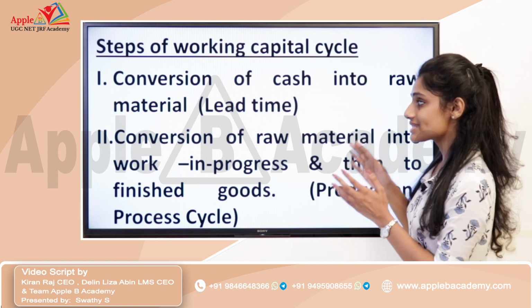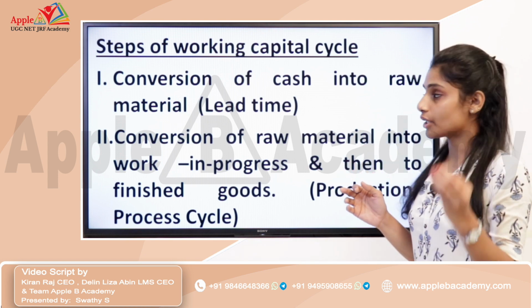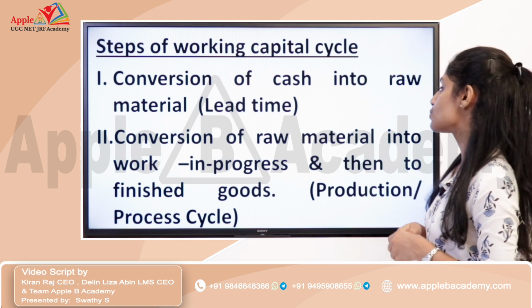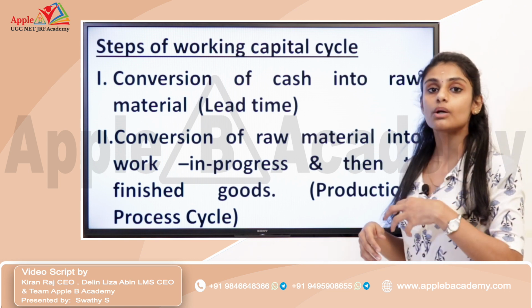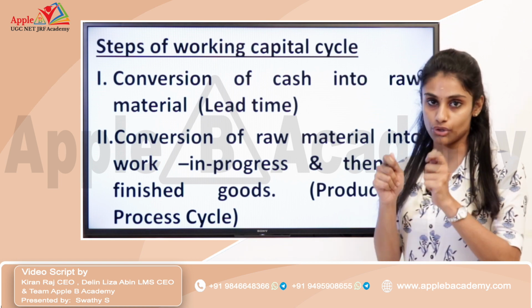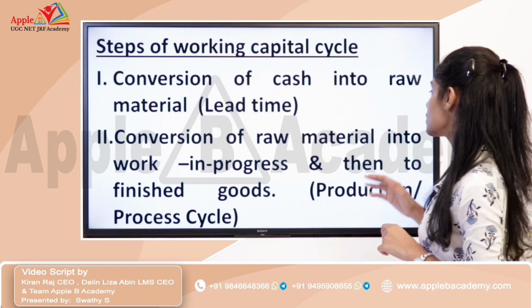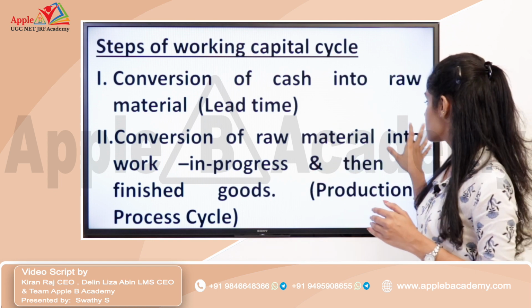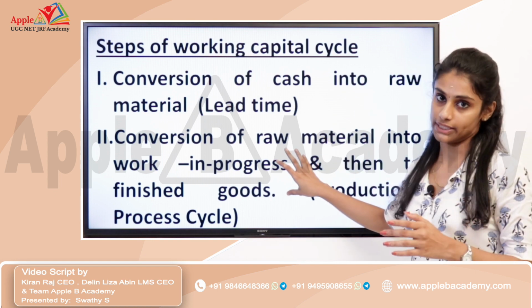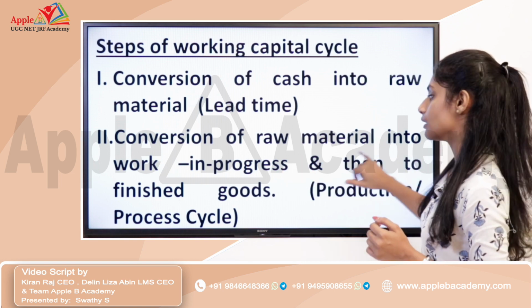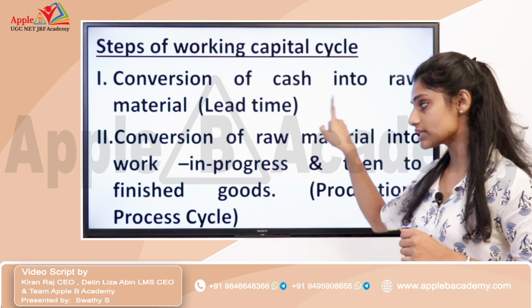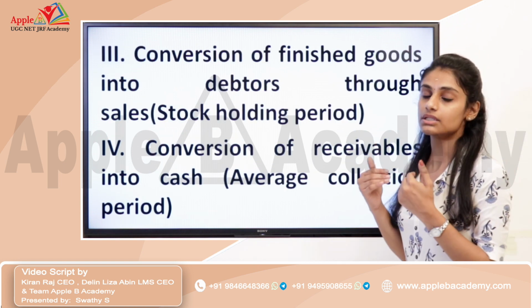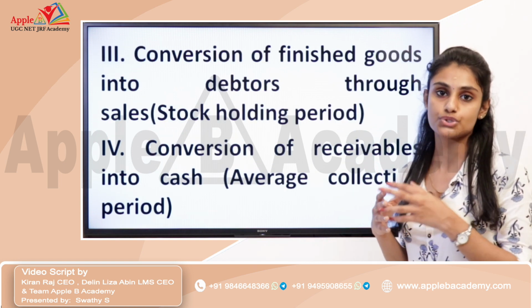Coming to its steps, the first one is using your cash for purchasing the material, that is, conversion of cash into raw material. You are purchasing your raw materials using your cash; that is the first step. Then conversion of raw material into work in progress. After that it will convert into finished goods. Then we will sell these finished goods to customers.